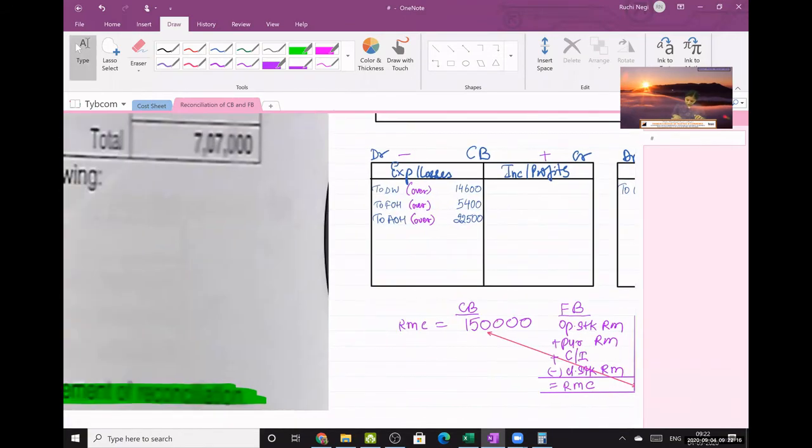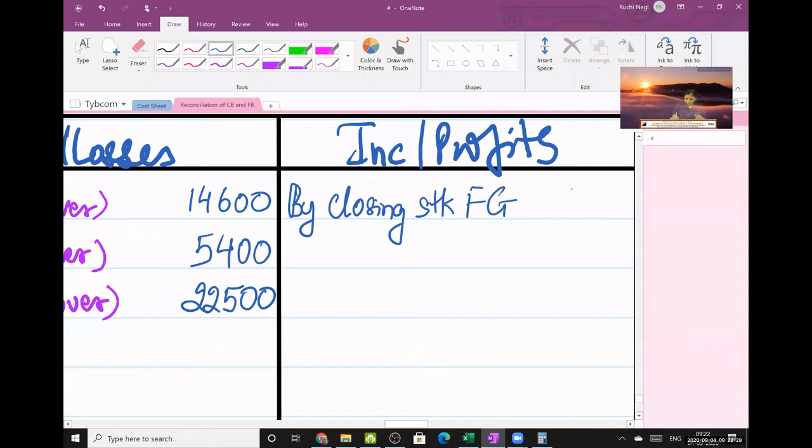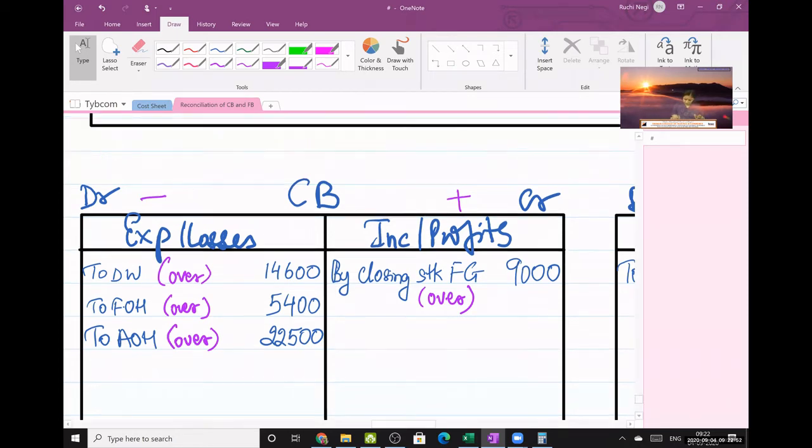Down in the cost sheet, credit side, closing stock. Buy closing stock, 9,000 excess. Overvaluation. Okay. Fine, this is also done. Next.